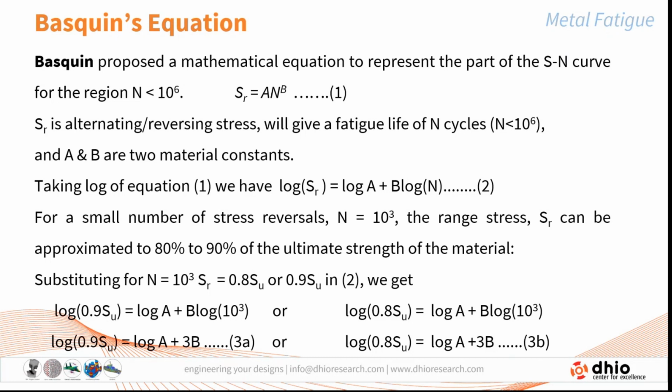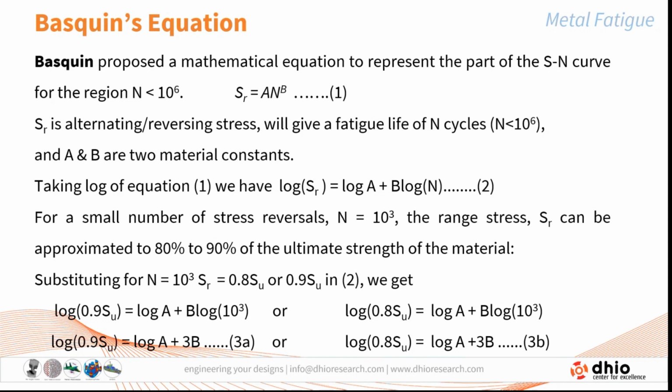And that is being related as SR equal to A into N to the power B, where SR is the alternating reversing stress, which will give the fatigue life of N cycles for greater than 1000 number of cycles and less than 10 raised to the power of 6 cycles, and A and B are the material constants which are to be determined. Now, taking the logarithms of these equations, we get log of SR equal to log A plus B log N.